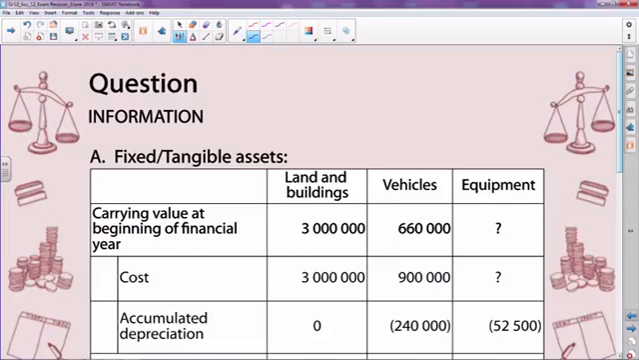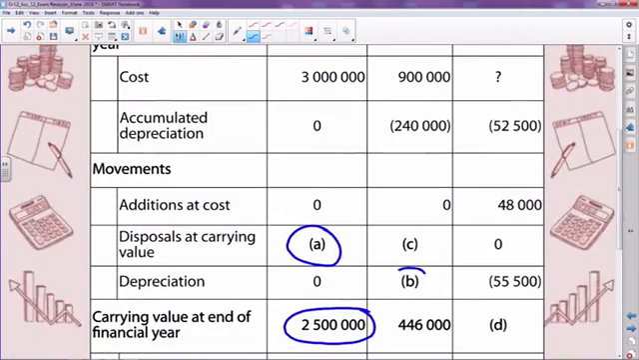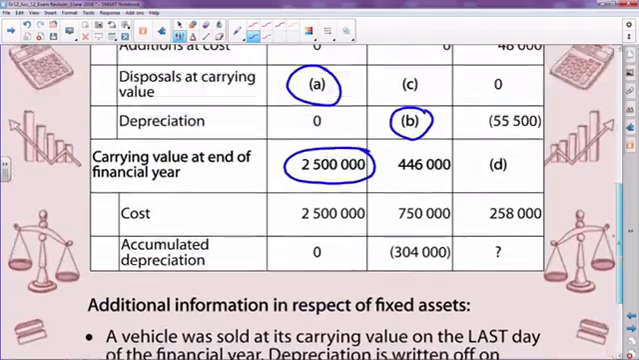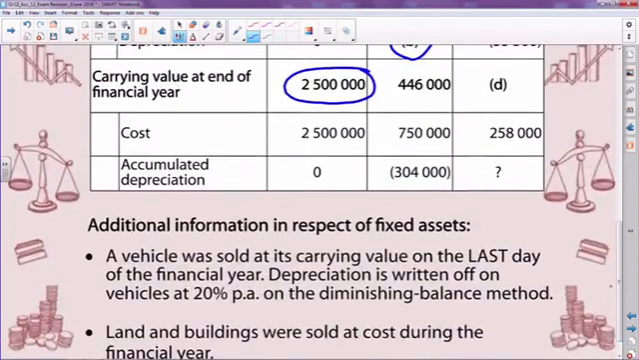Okay, let's look at B. In B, we are expected to calculate the depreciation, and let's look at the information that we have. We are told that it's regarding our vehicle, and a vehicle was sold at its carrying value on the last day of the financial year. In other words, we used the vehicle for the entire year. Depreciation is written off at 20% per annum. That's the rate of depreciation, on the diminishing balance method.